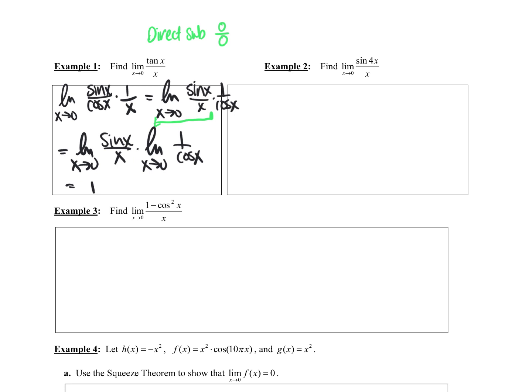We can try direct substitution with this one. It'll be 1 over cosine of 0, which is 1. So this will be just 1. So here, this limit is equal to 1. We were using this special trig limit to get there.